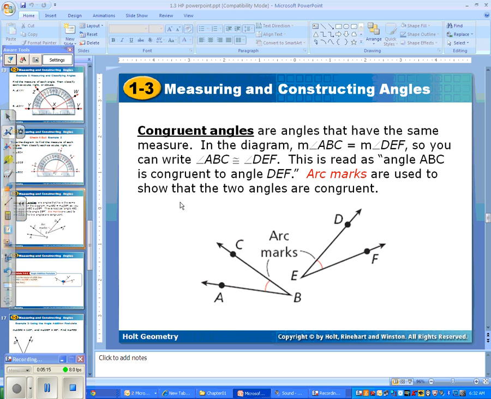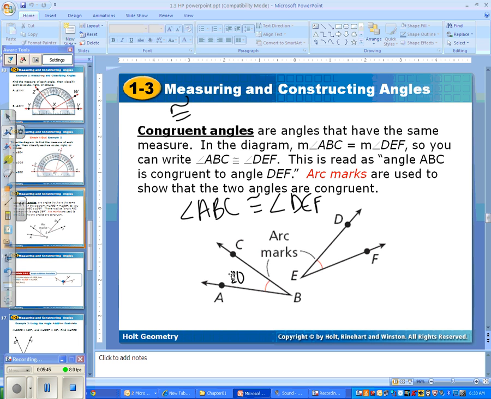Another vocab word you need to know is congruent angles. Congruent means that they're exactly the same size, and this is the symbol for congruent. Since we're talking about angles, that's why you use the word congruent and not equals. So if I wanted to talk about this angle and this angle, I would say that angle ABC is congruent to angle DEF.